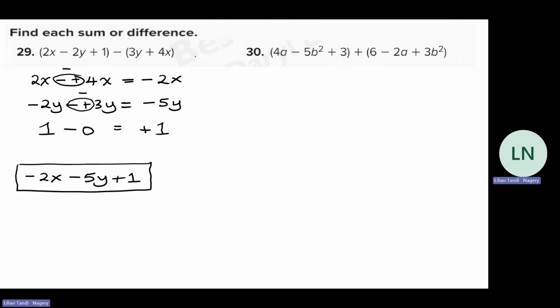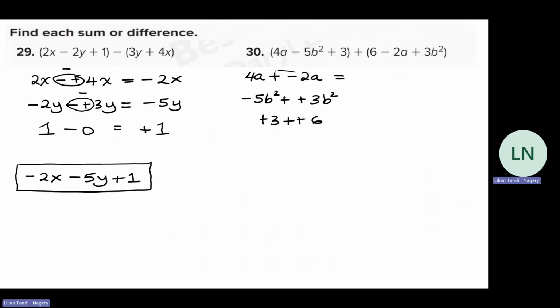Okay. Then we do here 4a plus negative 2a, negative 5b squared plus positive 3b squared, positive 3 plus positive 6.